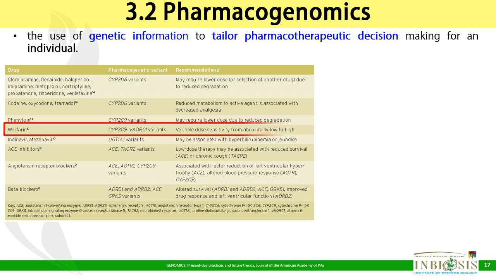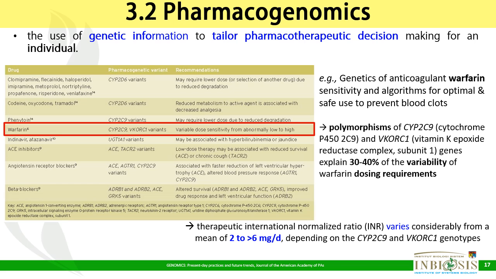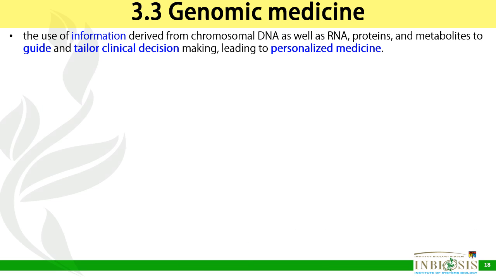As for pharmacogenomics, it uses the genetic information to tailor pharmacotherapeutic decisions for an individual. For example, the blood thinner warfarin depends on two genetic variants, the cytochrome CYP2C9 and the vitamin K epoxide reductase complex subunit 1, with a big range of dosage from 2 to over 6 mg per day, depending on the patient genotypes. Furthermore, pharmacogenomics also aims to identify new targets for medicine and even drug repurposing.